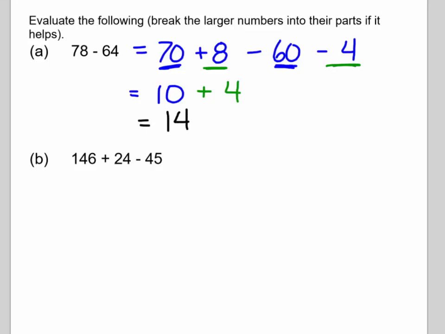And this is good mental math practice. You wouldn't necessarily do this in all your questions, but this is something you can kind of do in your head to start figuring out answers.